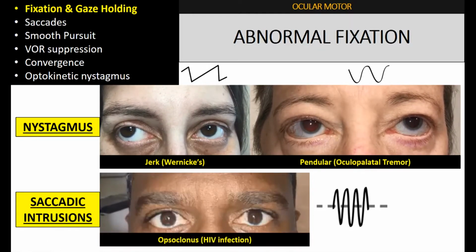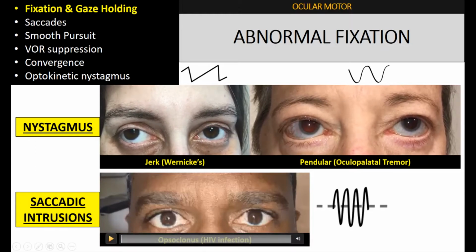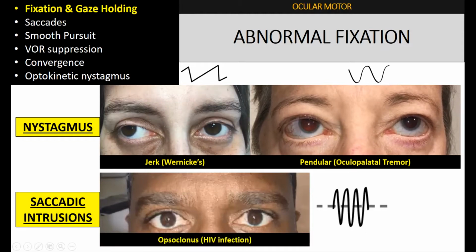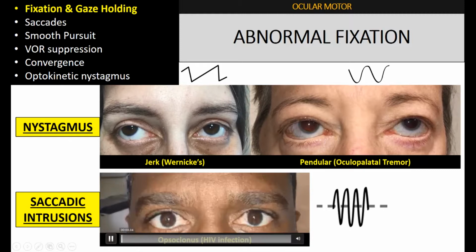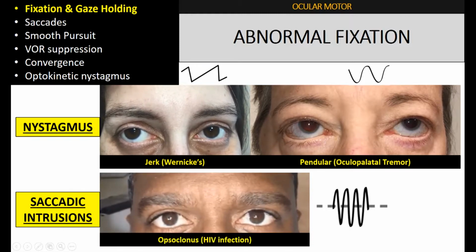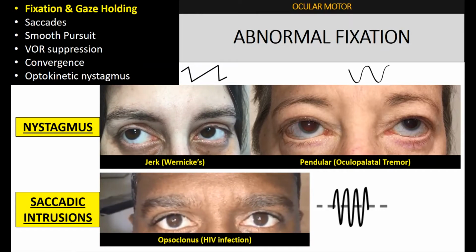Okay, got it. This is an example of abnormal gaze holding. So I'm asking her to simply look at a target in right lateral gaze and now look back to center. You see that in right gaze, there's right beating. When she looks back to center, there's left beating. Now she's looking to the left, there's left beating. She looks back to center, there's right beating.